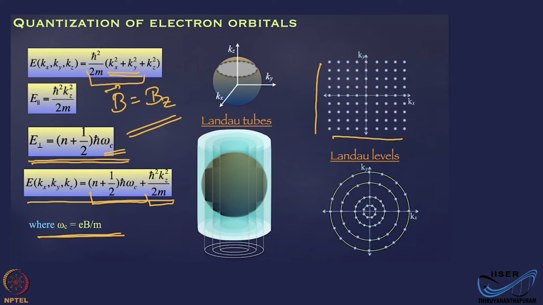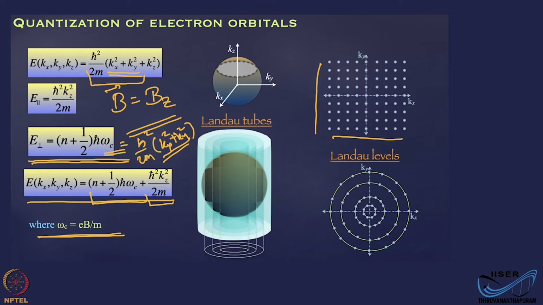So E perpendicular, this is nothing but, originally it was h bar square by 2m into kx square plus ky square. That was this term originally, right? Now those kx and ky are no more a good representation. What you have is states which satisfy the equation kx square plus ky square is a constant. That is nothing but circles.